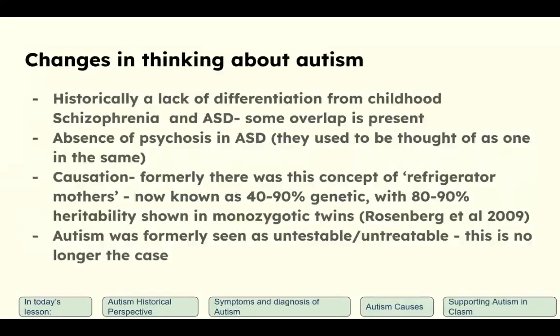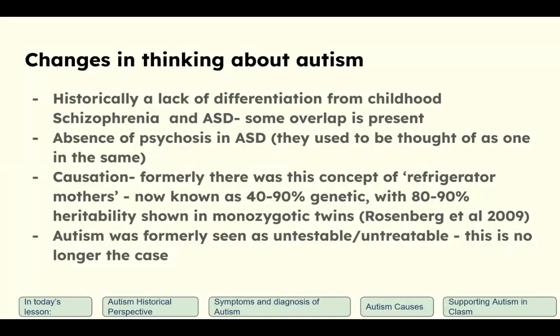There has been a historical shift in autism over the years, where in the early days of its categorization, there was some overlap in thinking between schizophrenia and autism. Obviously, now we know that there is an absence of psychosis in ASD, and the causation we now know is primarily genetic, with some environmental factors that we'll talk about later on. There's about 40 to 90% genetic factors, with 80 to 90% heritability in monozygotic twins, which means that if you are a twin with autism, then there is an 80 to 90% chance that your twin has it as well.